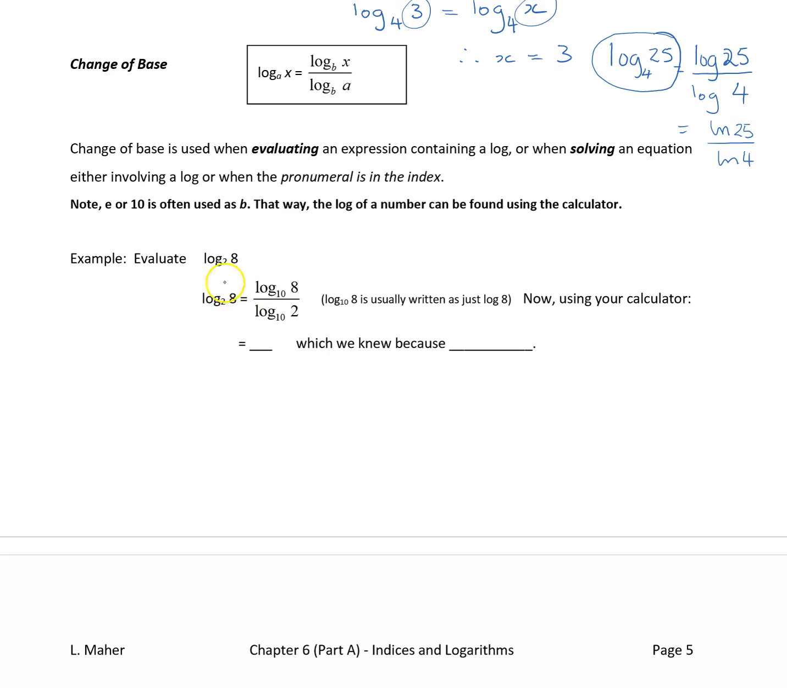And yeah, there's another example here. We actually know the answer to this, log of 8 to base 2. The answer is actually 3. We know that. So, if you take your calculator, apply the change of base rule, which is log to base 10 of 8 divided by log to base 10 of 2, and remember it's just written as log 8 and log 2, then actually do that on your calculator.